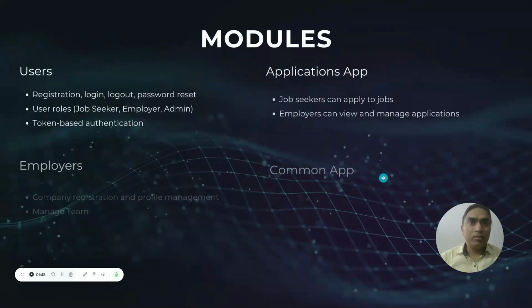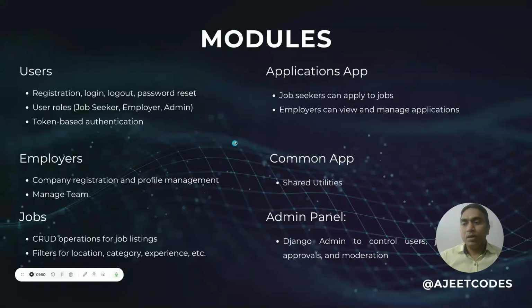Let me break down the modules we will create. Let's now talk about how we are going to build it. We will break the platform down into backend and frontend modules. The backend modules will use Django and DRF. The users app will handle registration, login, and password resets. It will support different roles like job seeker, employer, and admin. We will use JWT or Django REST framework's token auth for secure authentication.